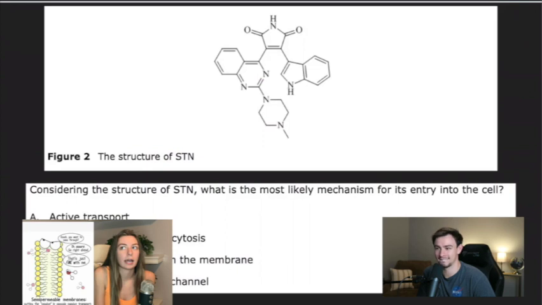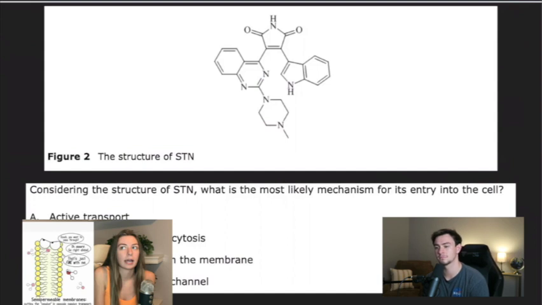It says, consider the structure. It gives a structure of this molecule called STN in the passage. And it says, considering the structure of STN, what is the most likely mechanism for its entry into the cell? So basically, how does this molecule get into the cell? We just talked a lot about the plasma membrane and the ways you can transport through it, so let's see if we can put our money where our mouth is. A says active transport. So what is that? That's requiring ATP, going against your concentration gradient.